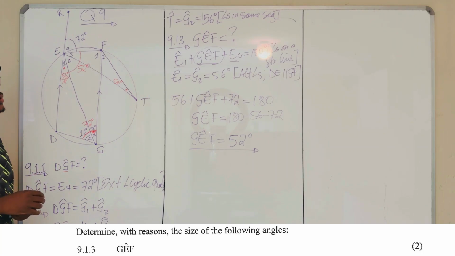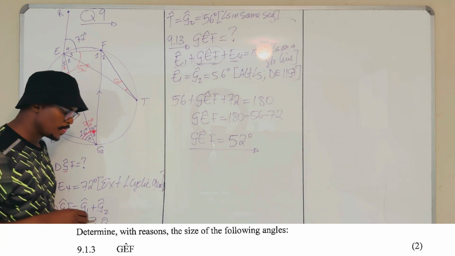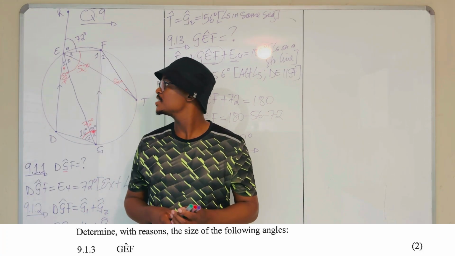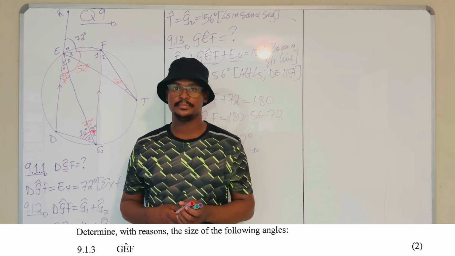So I'm going to clean the board, draw the 9.2 diagram, and we're going to do 9.2. So let's clean the board and do 9.2.